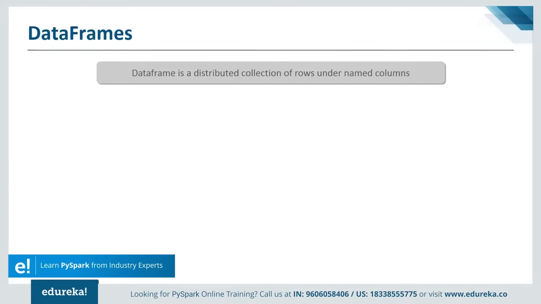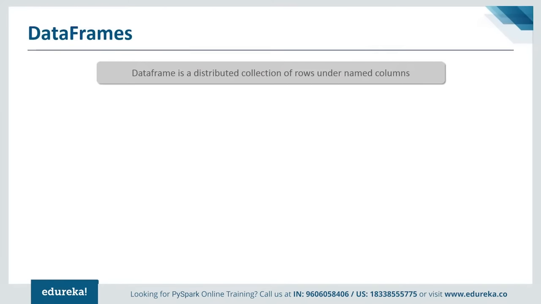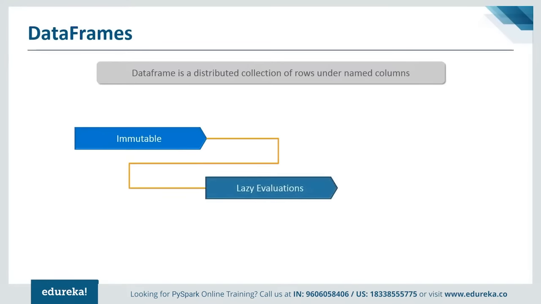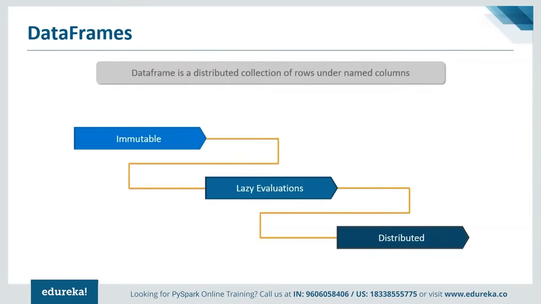It also shares common attributes with RDDs. A few characteristics of data frames: they are immutable in nature, that is, you can create a data frame but you cannot change it. They allow lazy evaluation, that is, the task is not executed unless and until an action is triggered. And moreover, data frames are distributed in nature, designed for processing large collections of structured or semi-structured data.